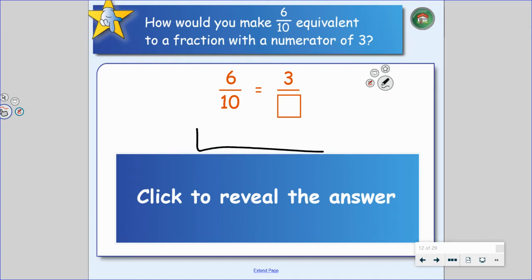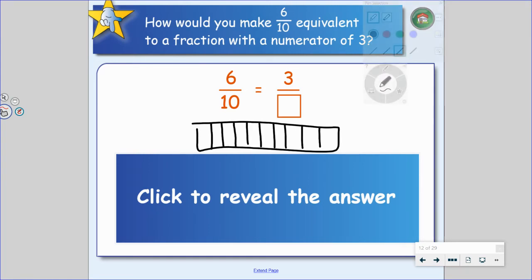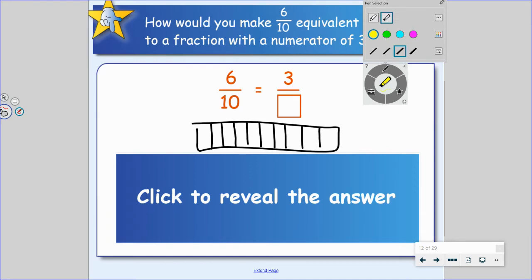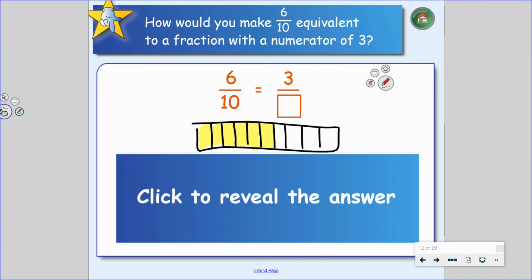So if I were to draw out 6/10, you might say, okay, but can we group those up more? Can we split 10 and 6 into the same number of slices? And in this case, we can. We can group those into 2s.